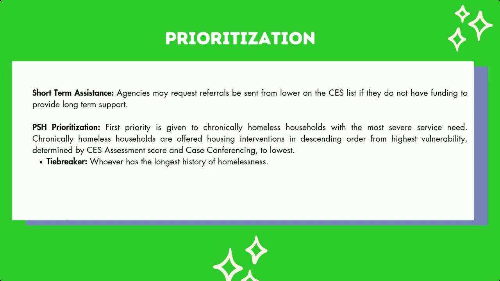For permanent supportive housing prioritization, first priority is given to chronically homeless households with the most severe service need. Chronically homeless households are offered housing interventions in descending order from highest vulnerability, determined by CES assessment score and decisions made during case conferencing. In the event that 2 or more households within the same geographic area are identically prioritized, the referral is given to the household with the longest history of homelessness.